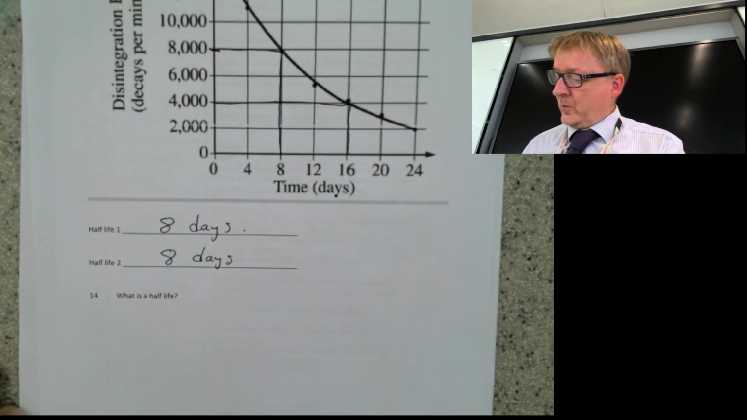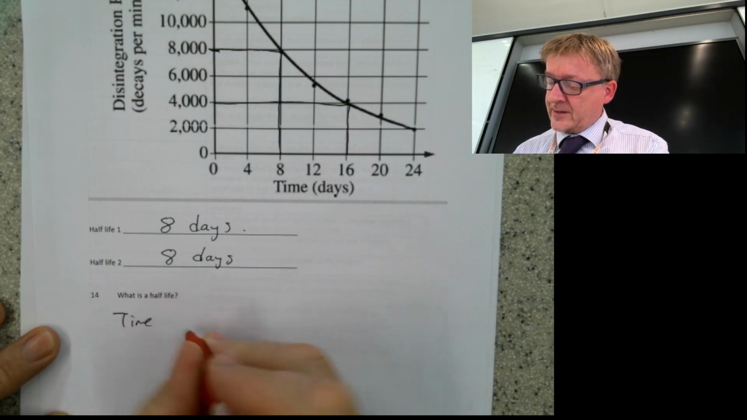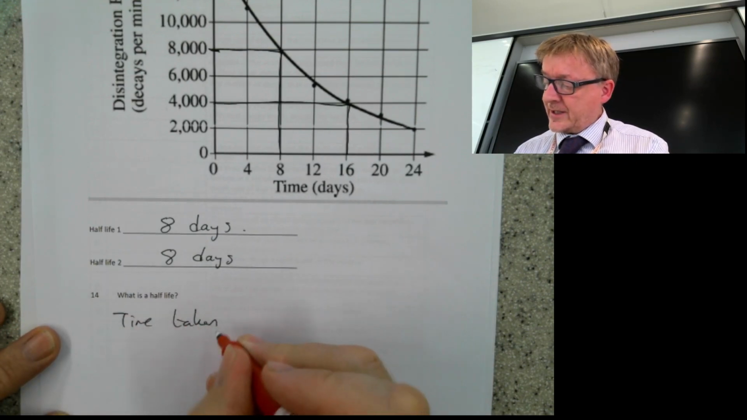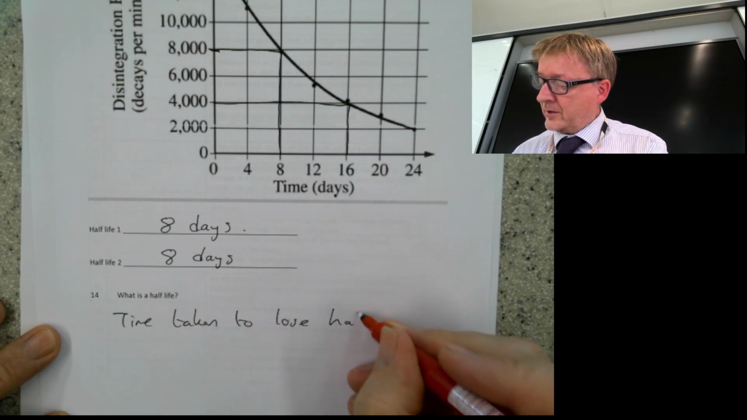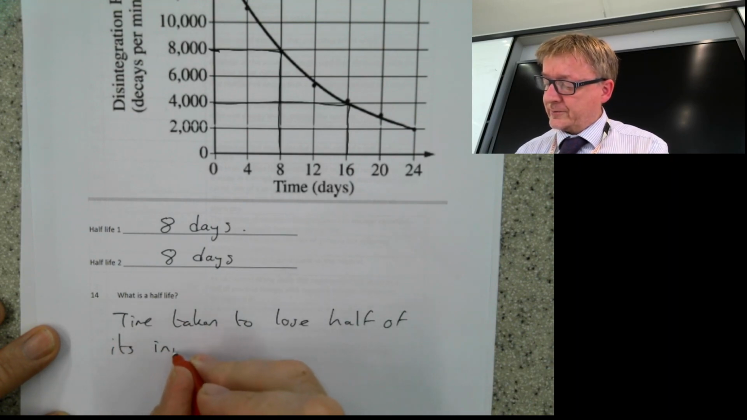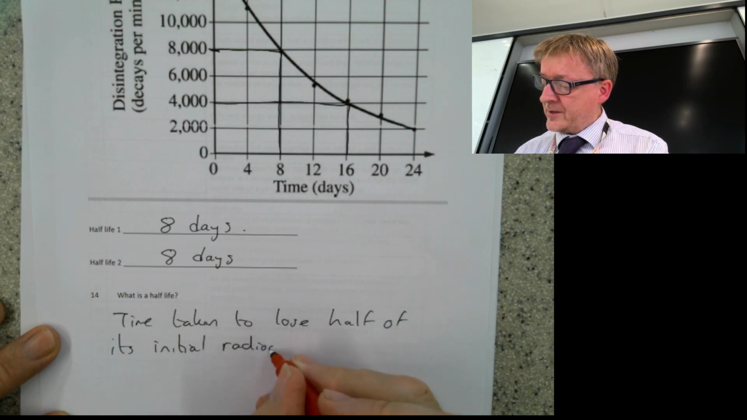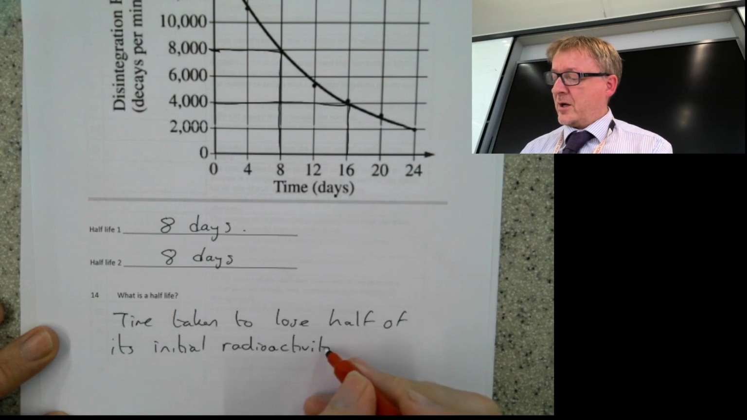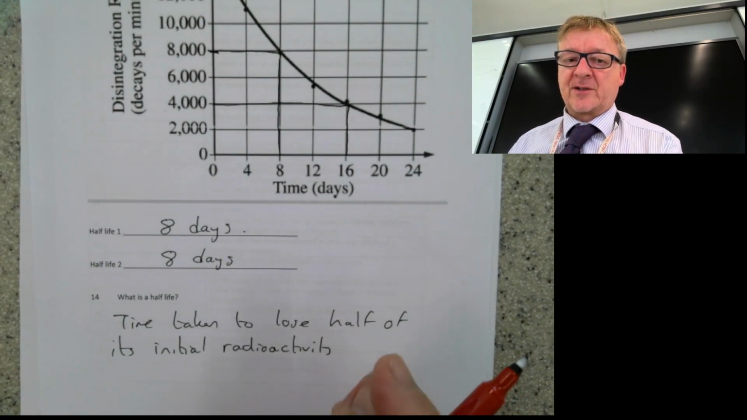Question number 14, what is a half-life? It is the time taken to lose half of its initial radioactivity. Okay, so a half-life could be milliseconds, or a half-life could be tens of thousands of years. It all depends on the substance.